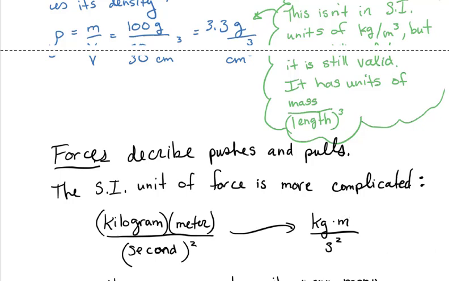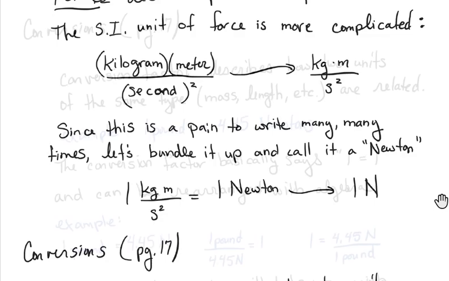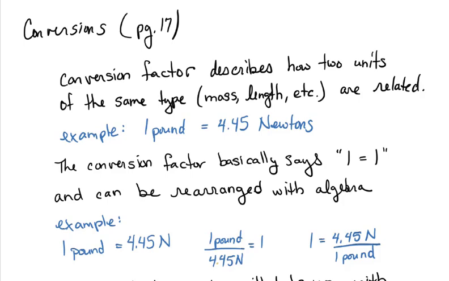But writing all of that many, many times can be a pain, so we abbreviate it. Right, so what we're going to do is just bundle it up, repackage it, and call it a Newton. But it's really just a redundant way of saying it. So you could say kilogram times meter divided by second squared, or you could just say Newton. And instead of even writing out the word Newton, you could just write capital N. So how much force is there? 5 newtons.